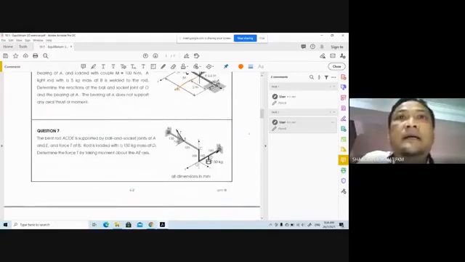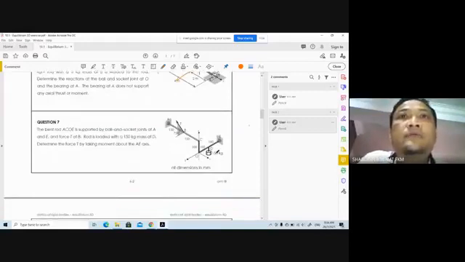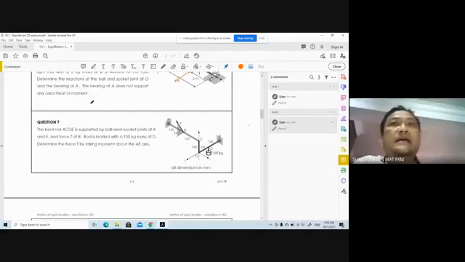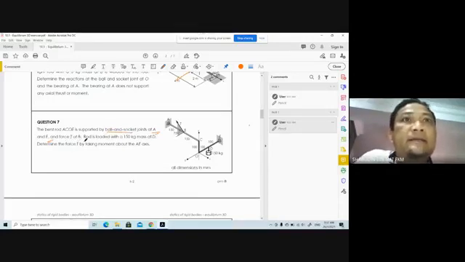We haven't done this. The bent rod OC, OA, supported by ball and socket at point A and E, and tension T at B. Determine the tension at B.